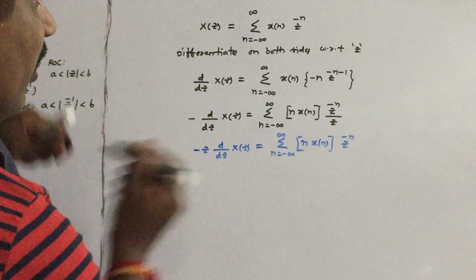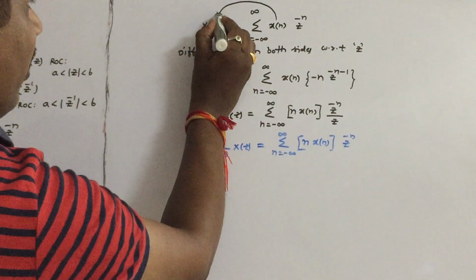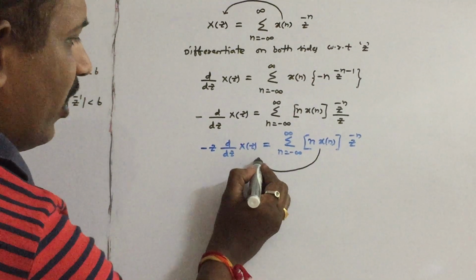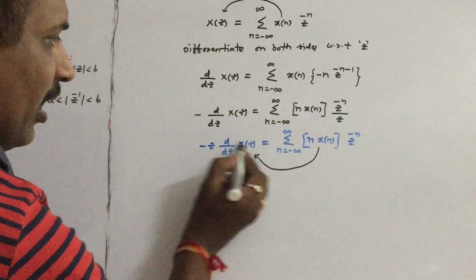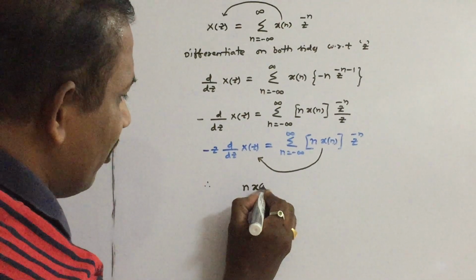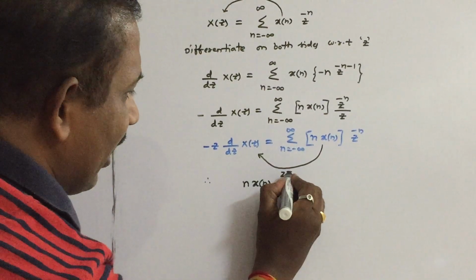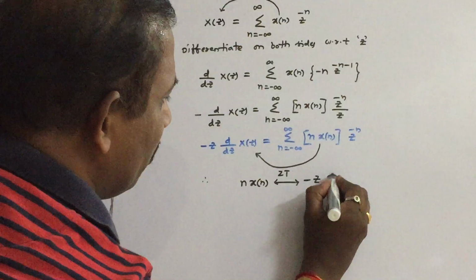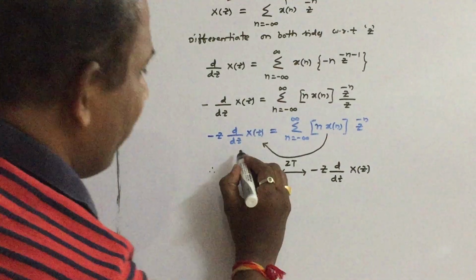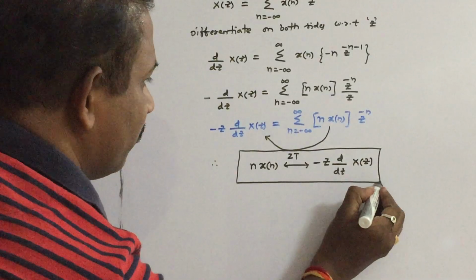So you can see that if x of n is there in the sequence, the corresponding z transform is say x of z. If you multiply x of n with n, the corresponding z transform will become minus z into d by dz of x of z. So therefore you can conclude that n into x of n, that means if you multiply x of n sequence with n, the corresponding z transform will become minus z into d by dz of x of z. Again, this is another very important property of z transform.